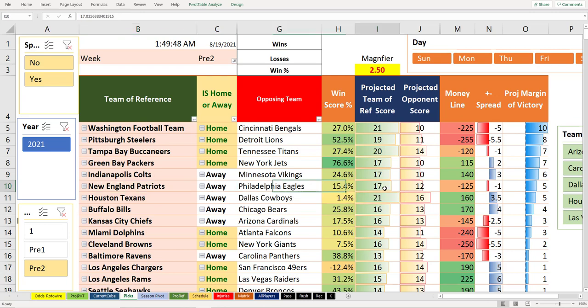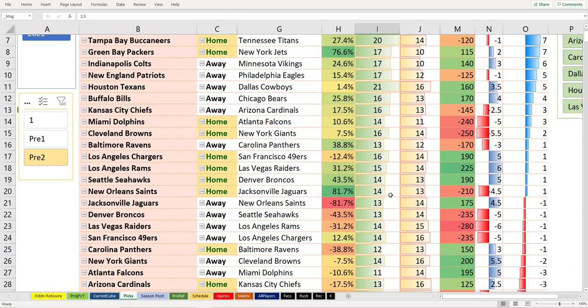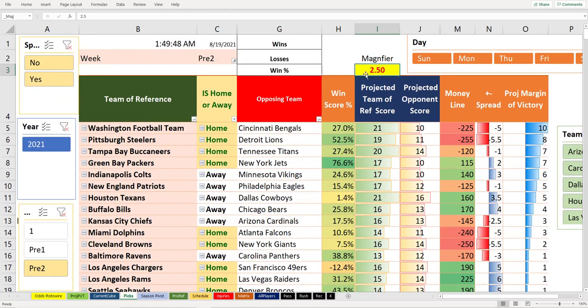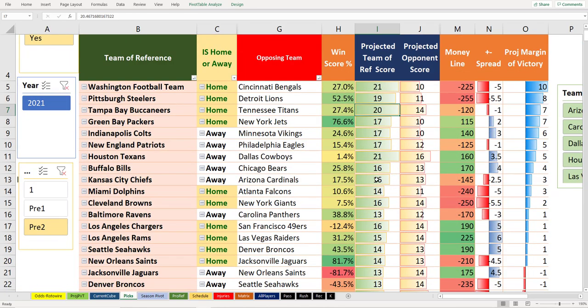Patriots against the Eagles, it thinks they won a 17-12 game. I got this magnifier around 2.5 right now, which is the range of how much it makes these scores. If we up this thing to 4, all the scores would go up in tandem to be a higher scoring game. But preseason seems to be something around here. So we're going to leave it there.